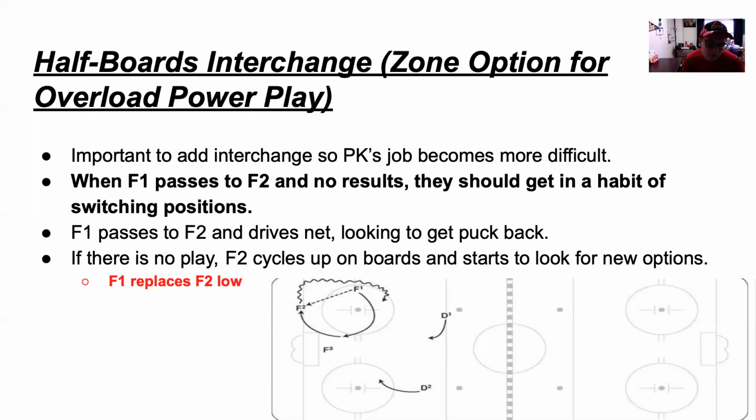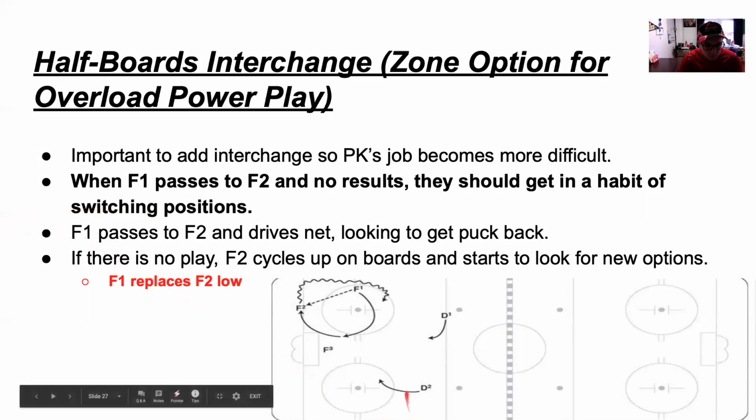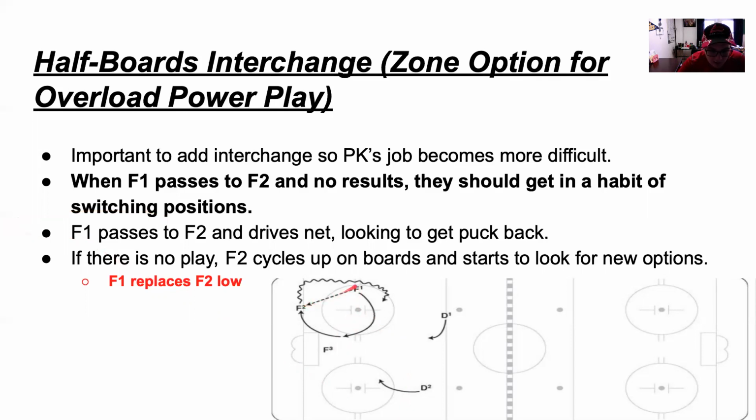F1 passes to F2 and drives the net, looking to get the puck back. If there's no play, F2 cycles up on the boards and starts to look for new options, and F1 replaces F2 low. Let's take a look. F1 is going to make that pass to F2, and after making that pass, F1 is going to come down here.